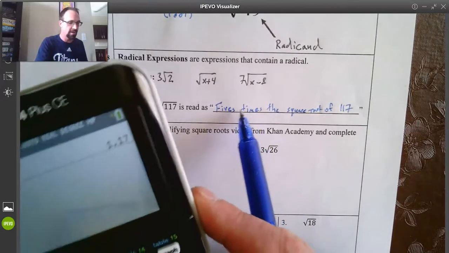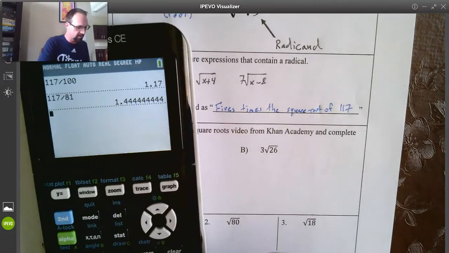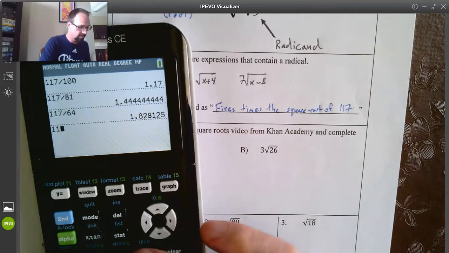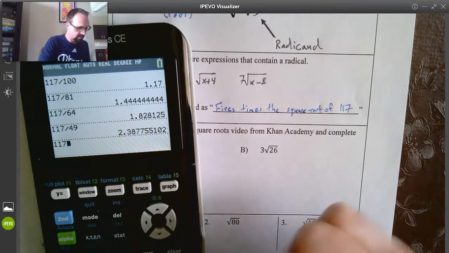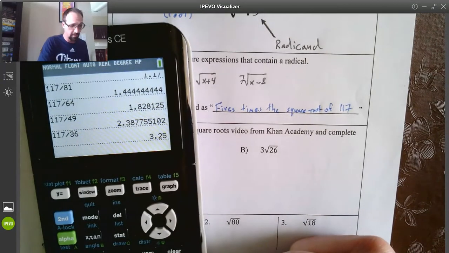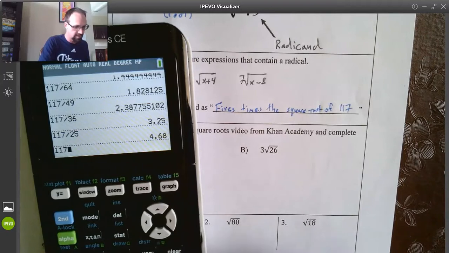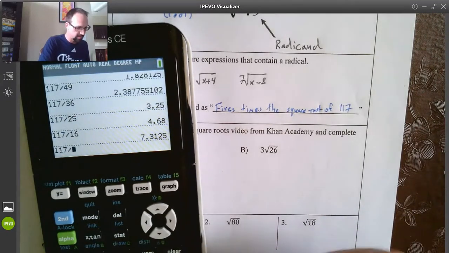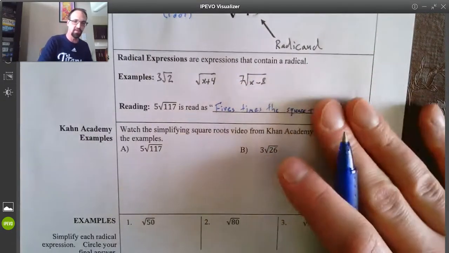So now I just keep going down the list until I find one that does work. Now I did 81. The next thing I do, 117 divided by 64. That one doesn't work. 117 divided by 49, that one doesn't work. 117 divided by 36, that one doesn't work, though I'm getting closer. 117 divided by 25, that one doesn't work. 117 divided by 16, that one doesn't work. 117 divided by 9, that one does work, and it gives me 13. So that gives me my largest perfect square.